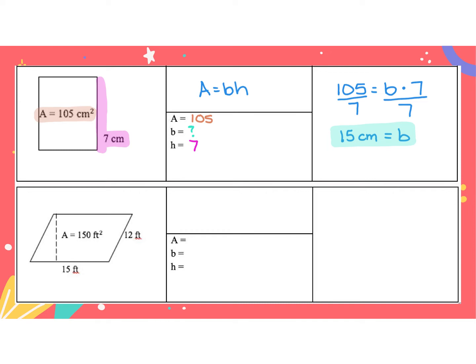Next, we see a parallelogram. We're given the area of the parallelogram, 150 feet squared. And we're also given the base, 15 feet. This time, we will be looking for the height. So we'll use our formula, area equals base times height.